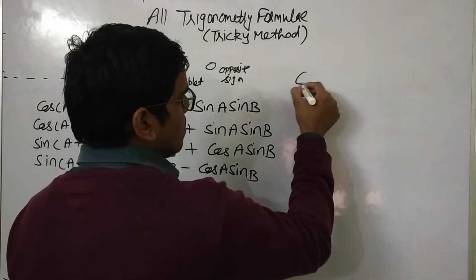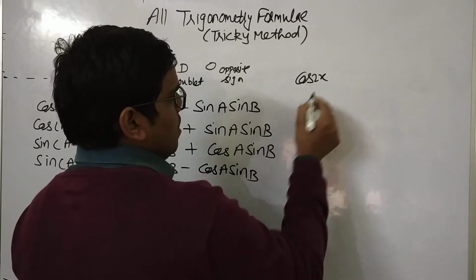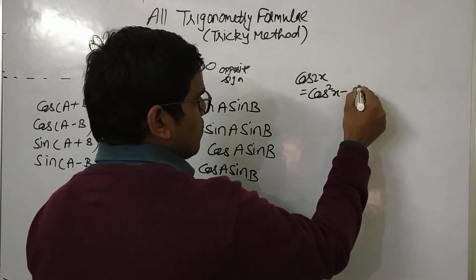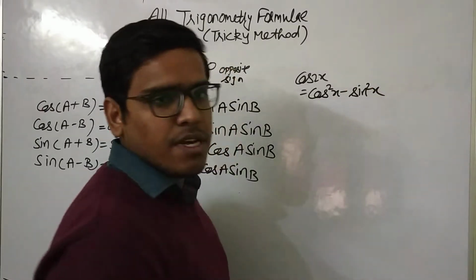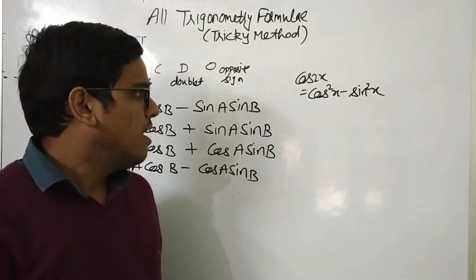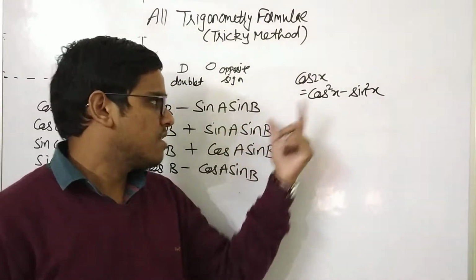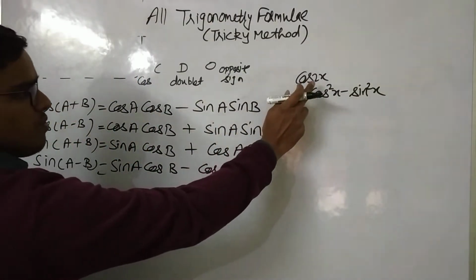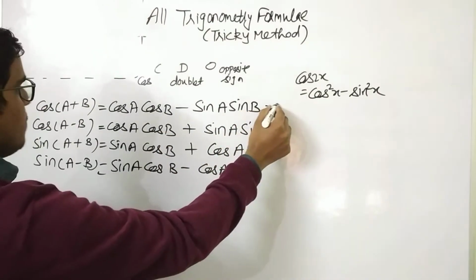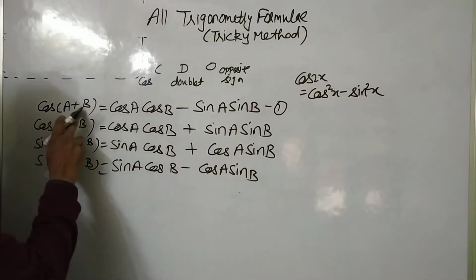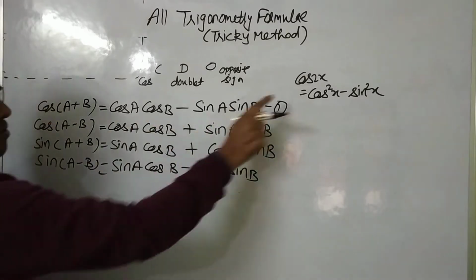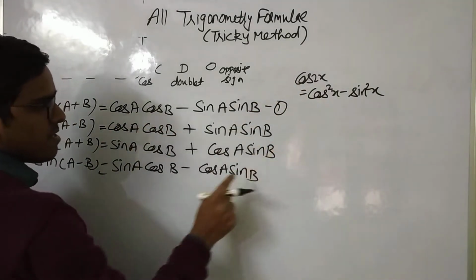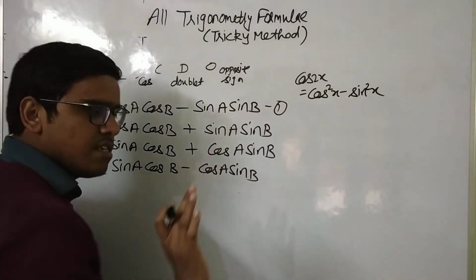Let's move to the next. Cos 2x is equal to cos square x minus sin square x. There are four formulas that are based on cos 2x and these all will be solved by this. How did it become? You need cos 2x, this is your equation 1. So put A and B as x plus x. Cos 2x is equal to cos x into cos x, cos square x, minus sin x into sin x, sin square x.